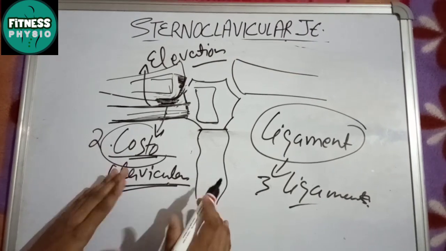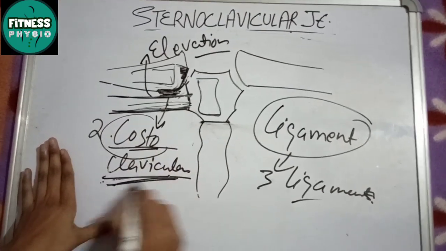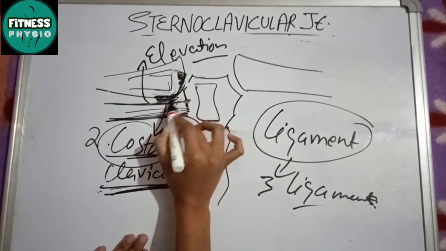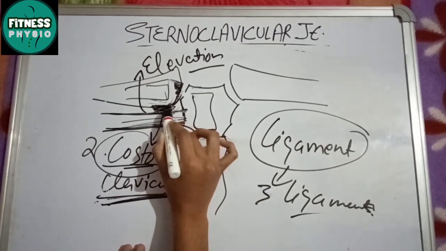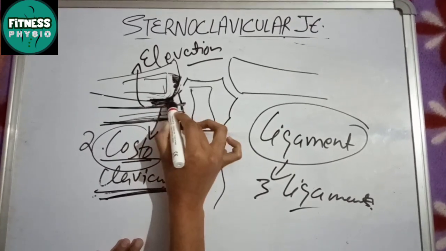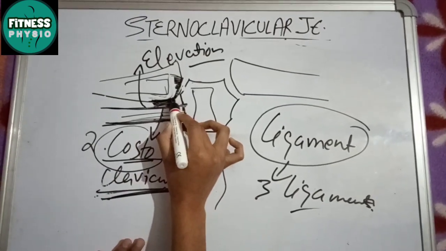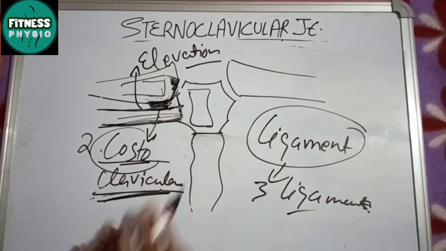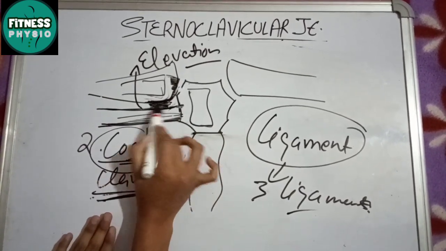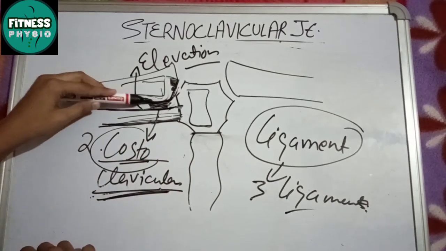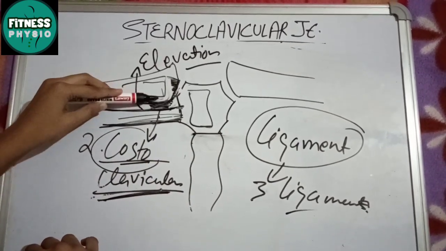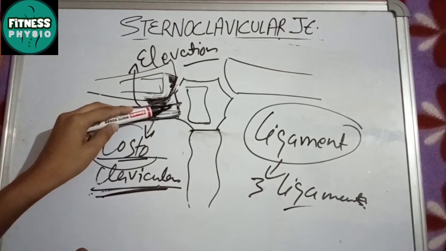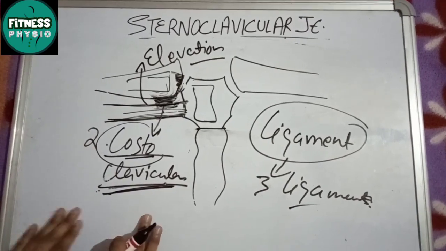Now let's talk about the attachment of this costoclavicular ligament. Superiorly it is attached to the inferior aspect of the medial end of your clavicle, and inferiorly it is attached to your first costal cartilage, to your first rib.